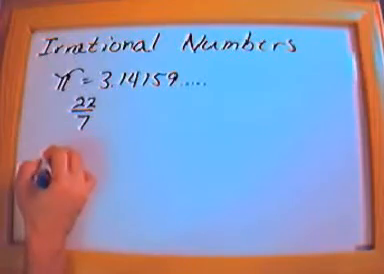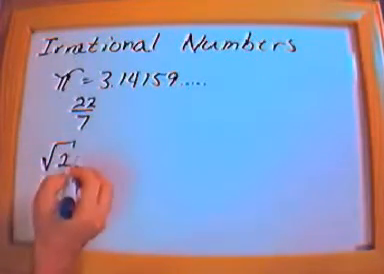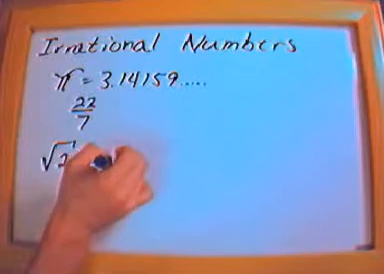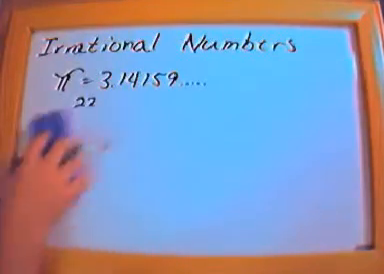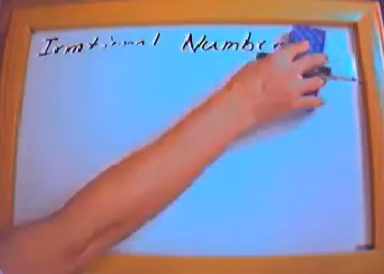Another example would be something like the square root of 2. If you put that in your calculator, you get a bunch of numbers, but there's no way to write that number as a fraction. It cannot be written as something divided by something else. So rational numbers are numbers that can be written as a fraction. And irrational numbers are numbers that cannot be written as a fraction.